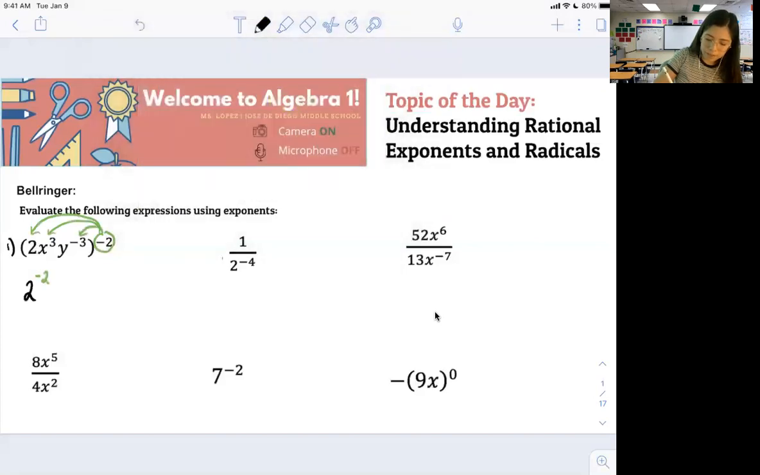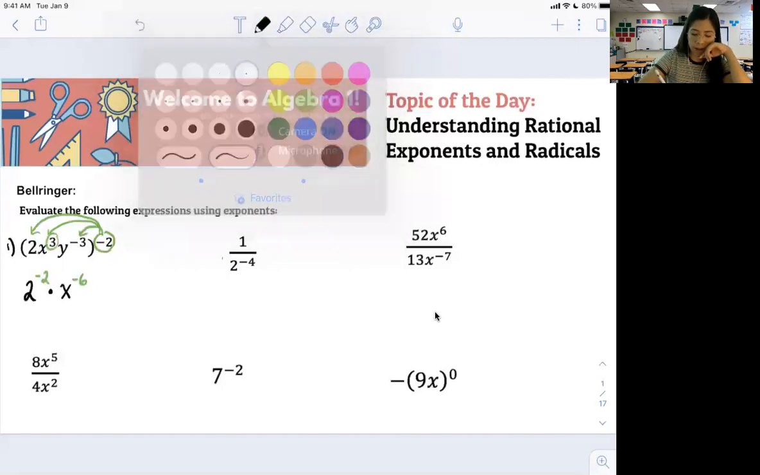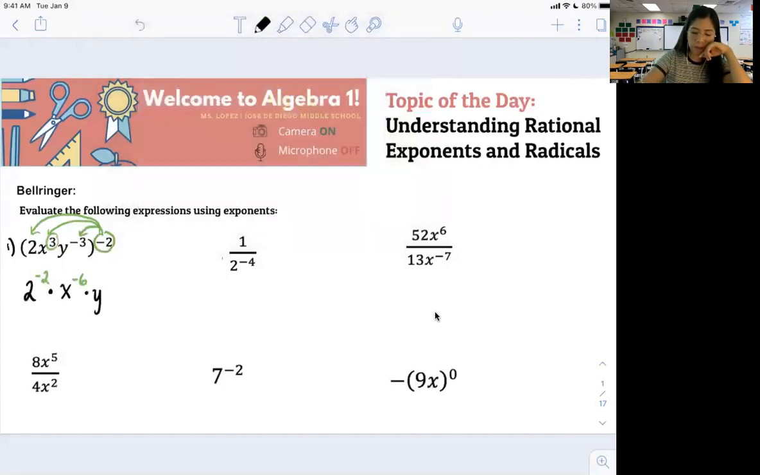Then I have x. What happens to my x? My x already had a 3. So what do I do between the 3 and the -2? You multiply 3 times -2 to get your new exponent. Good, we get -6. Negative times a positive is a negative. And then similarly with the y, we got to multiply first. Well, what's -3 times -2? 6. Good, +6. Okay, so we're here now.